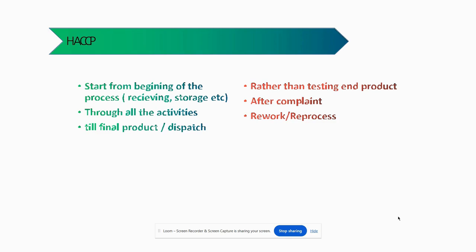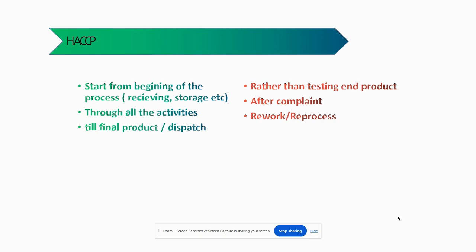So when it comes to hazard analysis and critical control point, we need to know what a hazard is, what all hazards can enter into the food stream, from where these hazards can enter into the food stream, and how we can control these hazards, whereby we can ensure food safety.